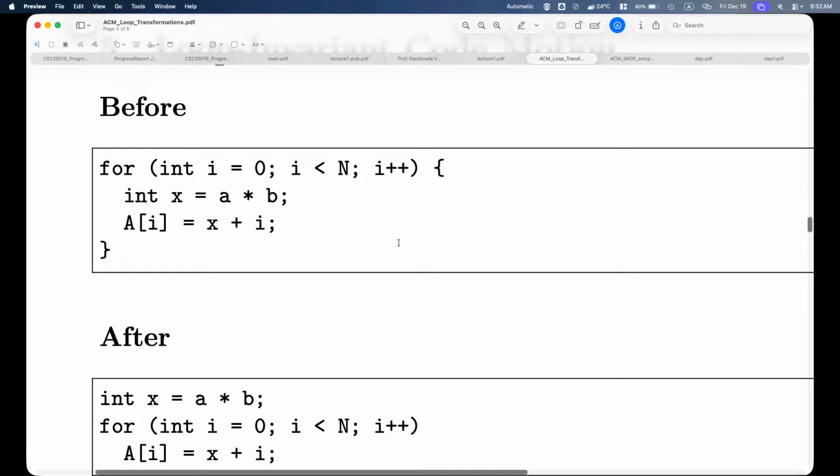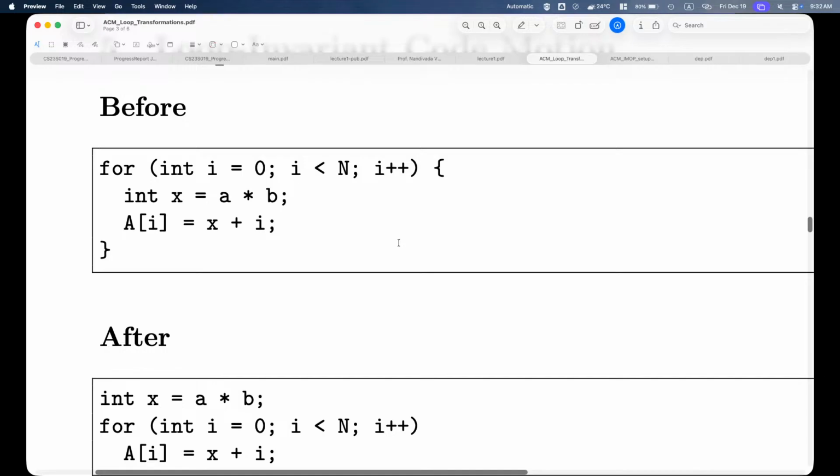I'll write the same code here. For int I equal to 0, I less than n, I plus plus, int x equal to a times b, y equal to x plus 1, a sub I equal to x plus I. Is this visible? Better? Okay, this is the code I am talking about.